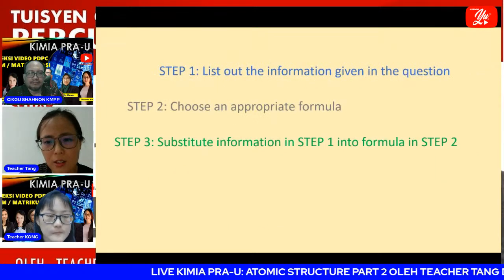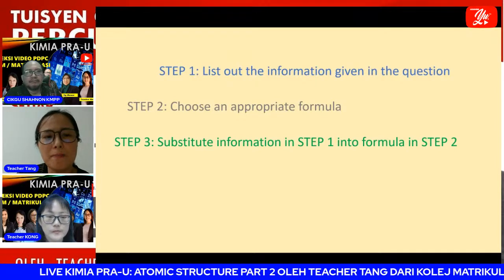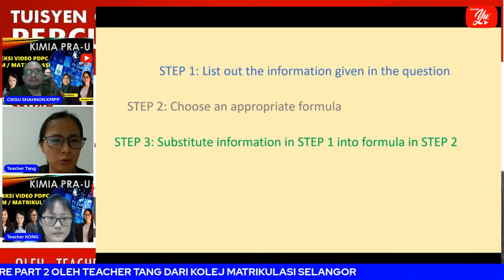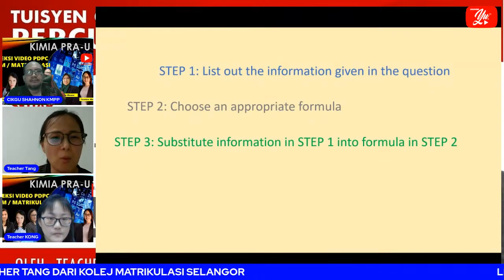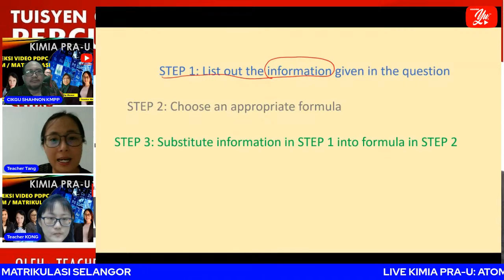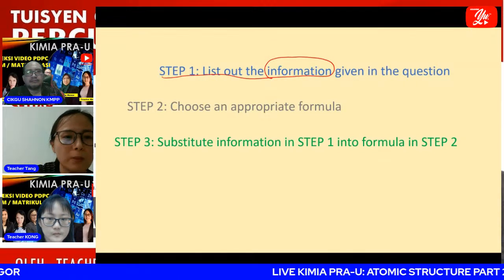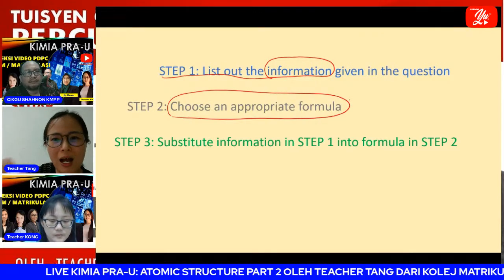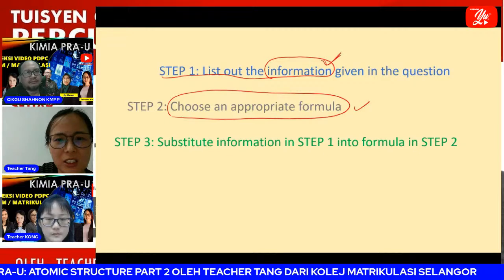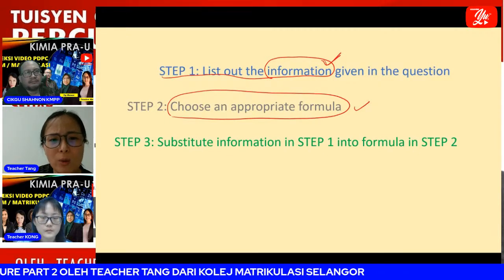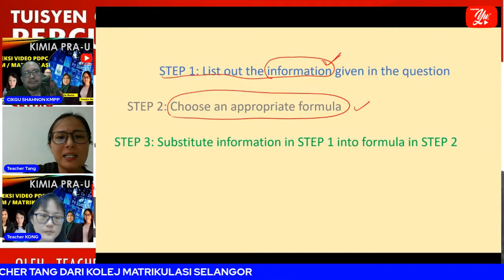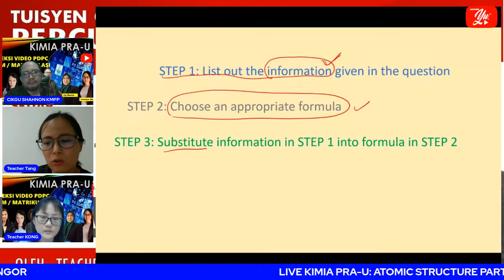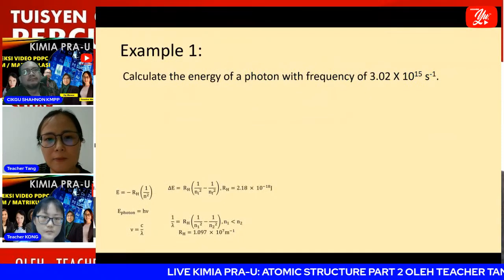To do the calculation, I usually teach students to follow these 3 steps. Step number 1, we list out the information first. Step number 2, you choose the appropriate formula from all the 5 formulas. How to choose? You choose based on the information given to you and what you want to find. Step number 3, you substitute all the information into the formula you chose to calculate the final answer. So shall we look at example 1?